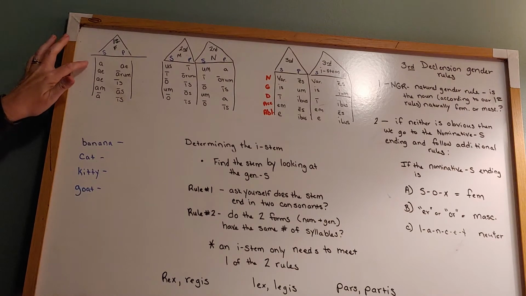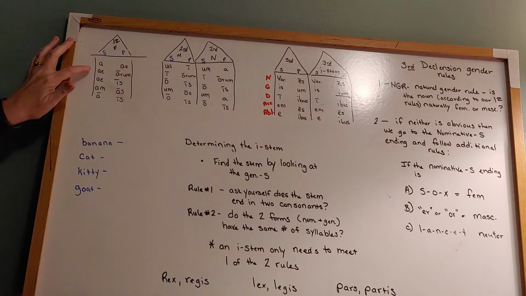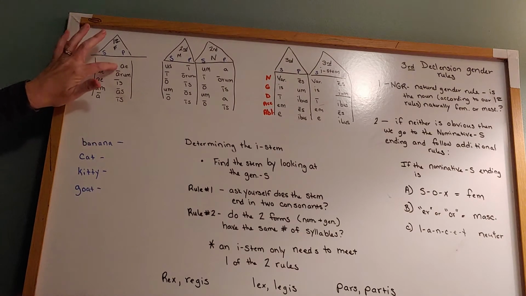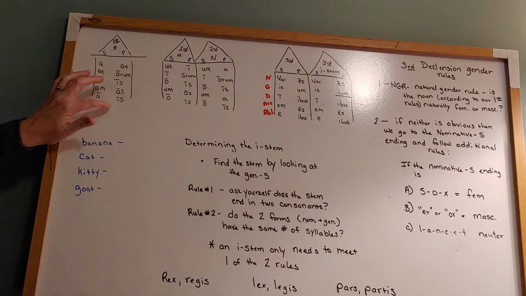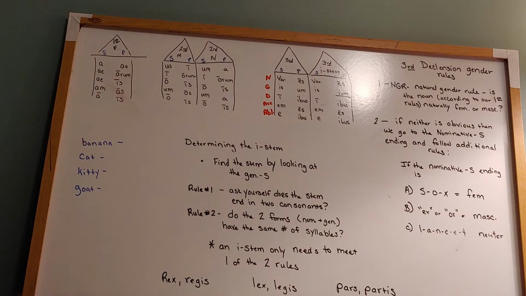So we have the ae, ae, ae, a, ae, a singular first declension. And then we have the ae, arum, is, ae, arum, is, plural first declension.